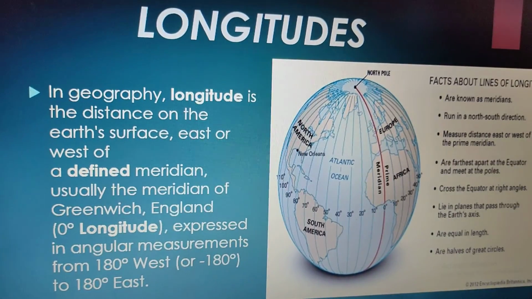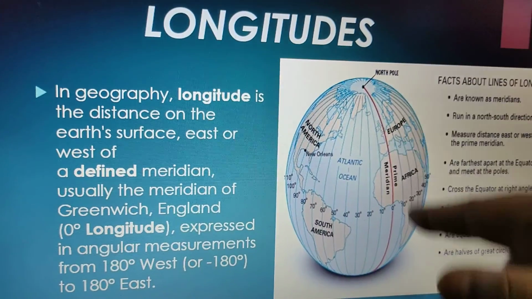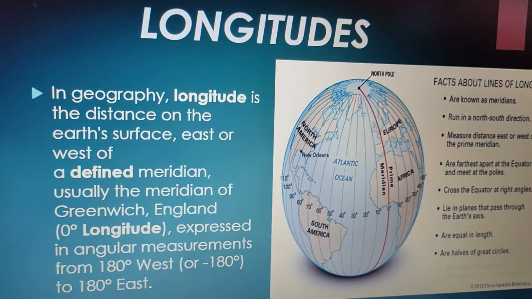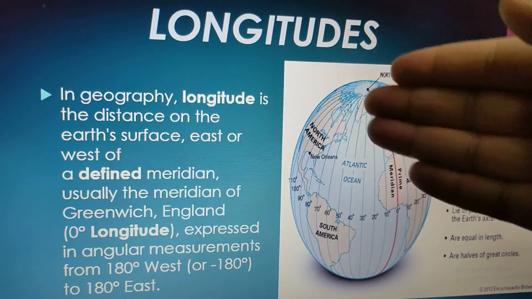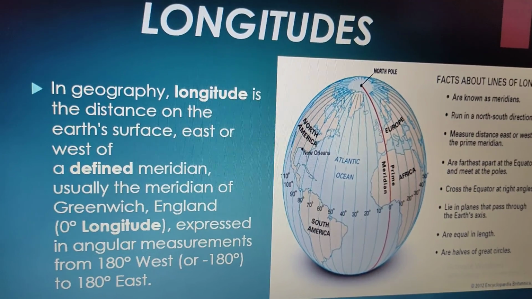If we talk about your longitudes, these are the vertical lines. They run in the north-south direction. But we measure distance east or west of the meridian, 0 to 180 degree east and 0 to 180 degree west of the meridian.